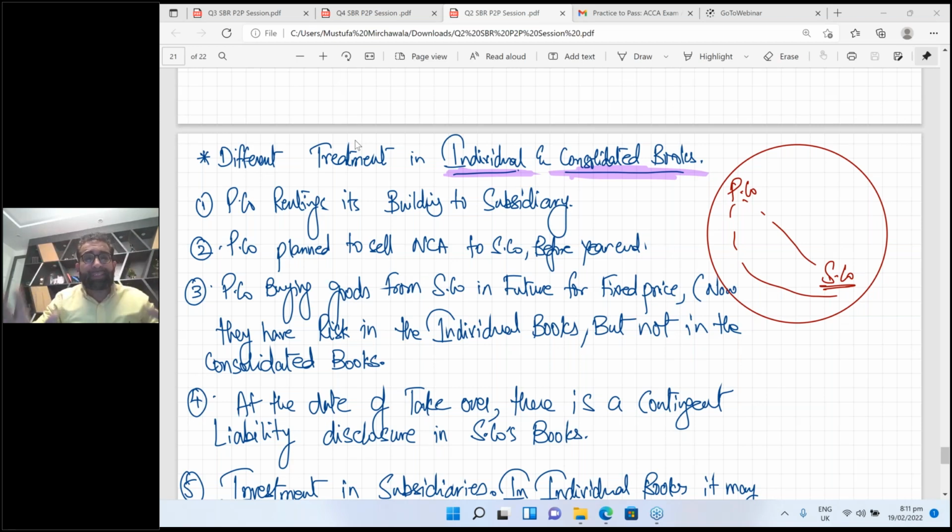So yes, there is a risk in the individual books of parent and subsidiary. But in the consolidated books, family books, there is no risk, because a group is like a family. In the group books there is no risk. So in the individual books, yes, hedge accounting is allowed, but in the consolidated books hedge accounting is not allowed at all. Did you understand? Please tell me.